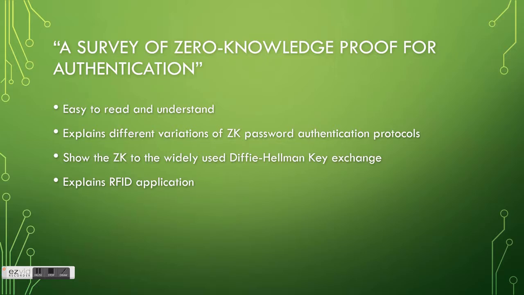The first journal, Survey of Zero-Knowledge Proof for Authentication, was extremely useful. It was easy to read and understand and explained the different algorithm variations of zero-knowledge authentication protocols such as public key encryption, peer-to-peer identity authentication, RFID applications of zero-knowledge proof authentication, and a proposed zero-knowledge proof based on Diffie-Hellman key exchange.